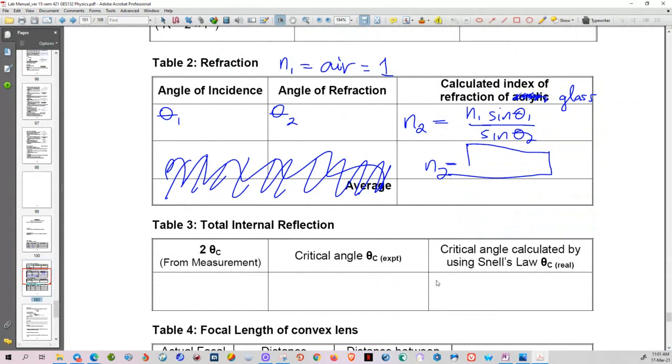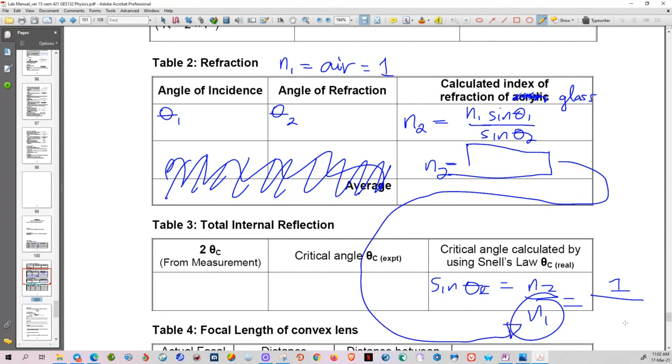So again, what's the rule here? Let's write it again. Sine theta c is equal to n2 over n1. We know that n2 is air, so that's 1, over n1. What is n1? Go back to table 2 and substitute the value for glass here. Always remember that the value of n is always bigger than or equal to 1. n for vacuum is 1. Any material which is not vacuum should be bigger than 1.